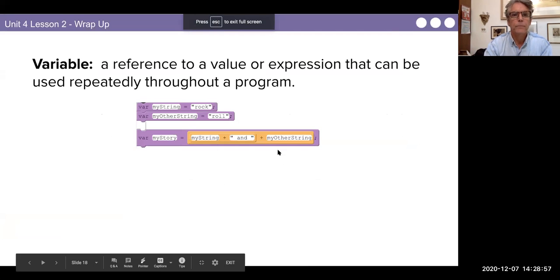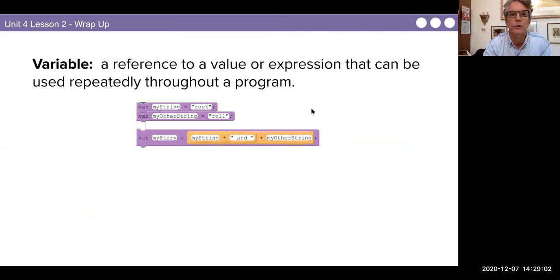All right, so a variable is just a reference to a value or expression that can be used repeatedly throughout the program, right? Whenever I need to count something, whenever I need to measure something. So right here, my string equals rock, my other string equals roll, my story equals my string concatenated with "and" and my other string. So when these are all concatenated together, it equals rock and roll.